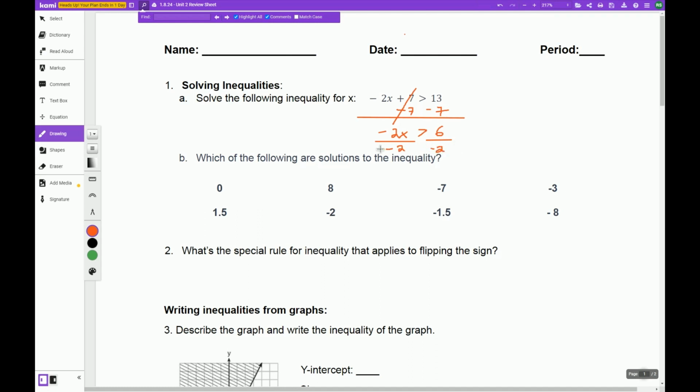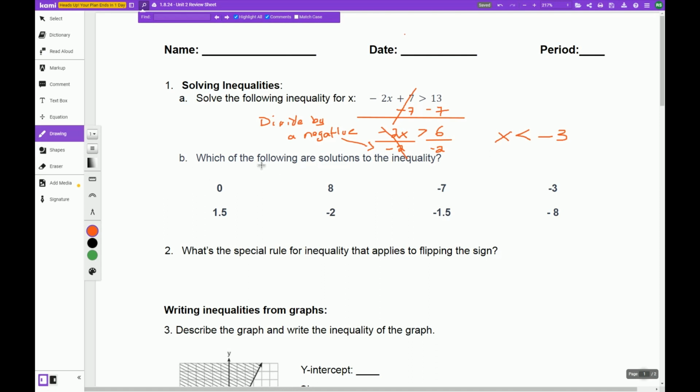Once we do that, on the left side, the negative 2 and negative 2 cancel out, so on the left we're left with x. And on the right side, we have 6 divided by negative 2. That is negative 3. But if you guys remember, there's that special rule. When we divide by a negative, if you divide or multiply by a negative, you have to flip the inequality sign. So because we divided by negative 2, it's not greater than anymore, it becomes less than. So x is less than negative 3.